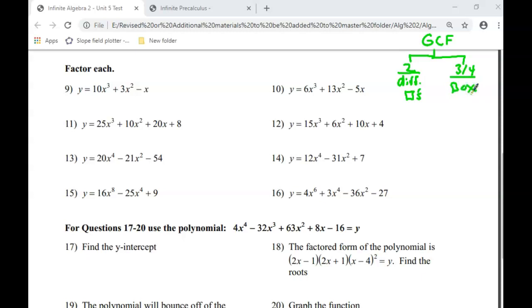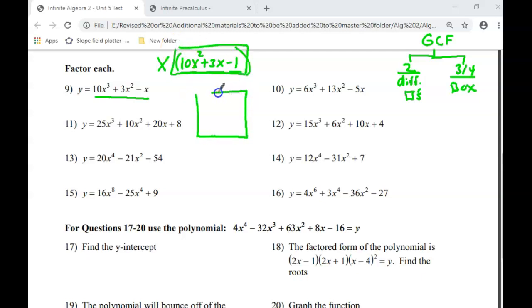So let's go ahead and take a look at number 9. Number 9, we do have a GCF. All of those can have an x taken out of them. So if I do that, I have 10x squared plus 3x minus 1. If you take x out of x, the negative 1 is what would be left. Now that there's three terms, we're going to go ahead and go with the box approach to factor what remains.